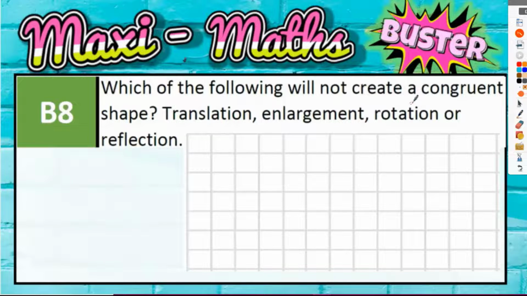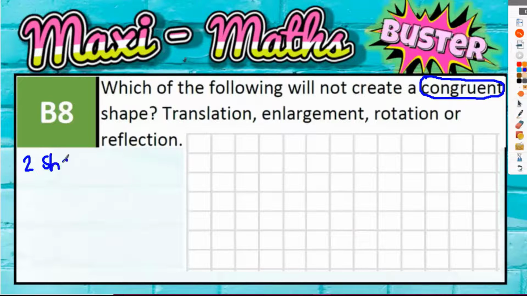Which of the following will not create a congruent shape? Translation, enlargement, rotation, or reflection? Now, there's quite a few big words in this question, so we need to make sure we understand what the big words mean. So a congruent shape is basically, well, two congruent shapes, should I say, are two shapes which are exactly the same shape, but they can be a reflection or a rotation of one another.